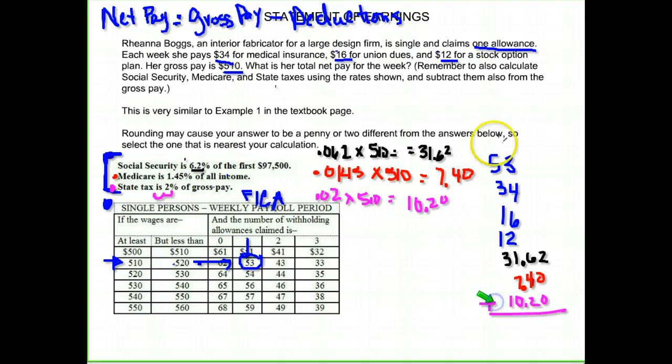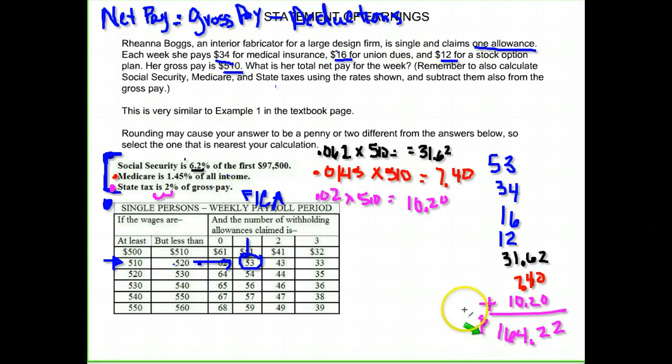Okay, my next job is to total all of these deductions. These are all of the things that are going to be taken out of her paycheck. So we're going to add them all together. So 53 plus 34 plus 16 plus 12 plus 31.62 plus $7.40 plus $10.20. That gives us a total of $164.22.